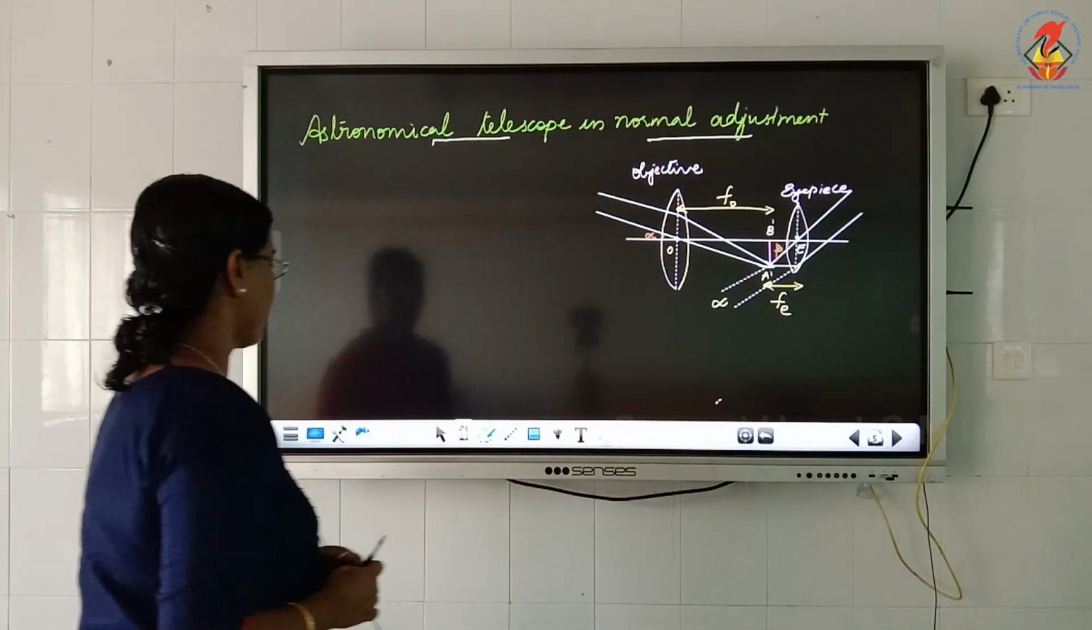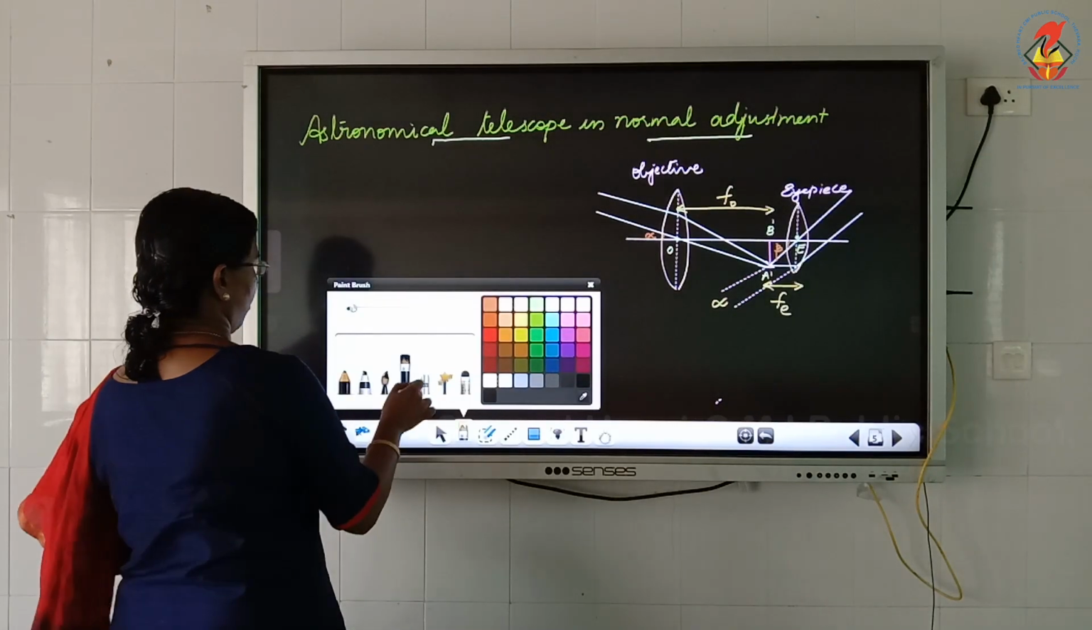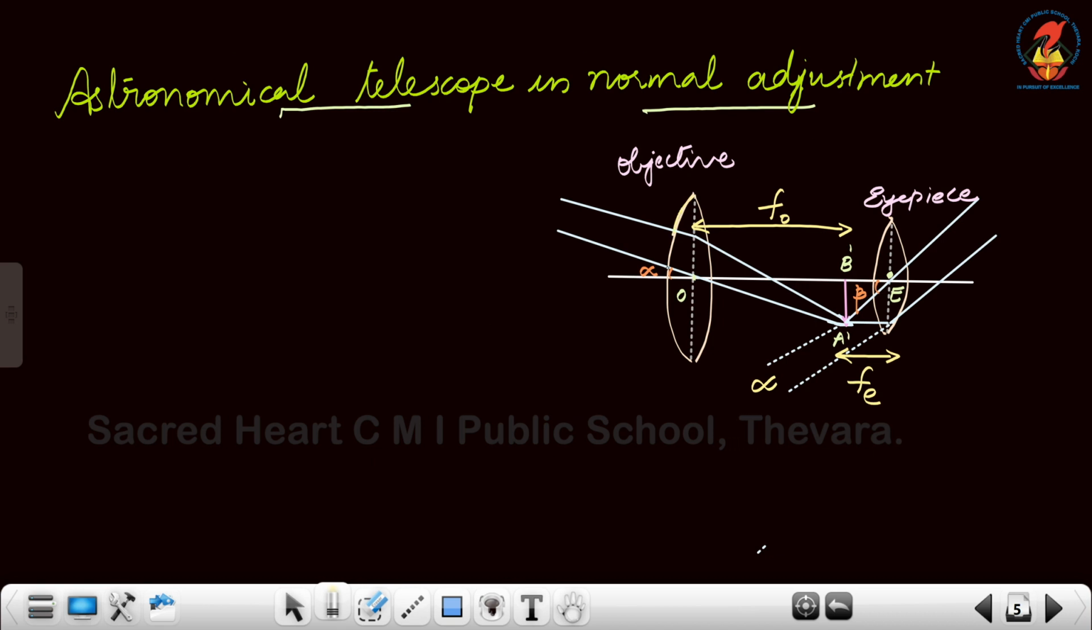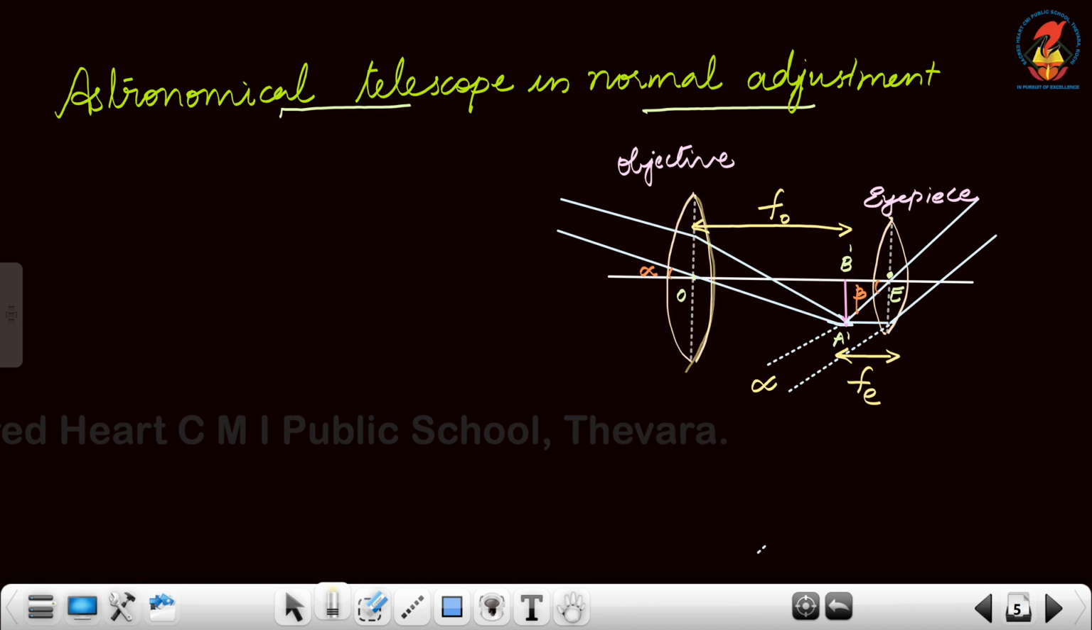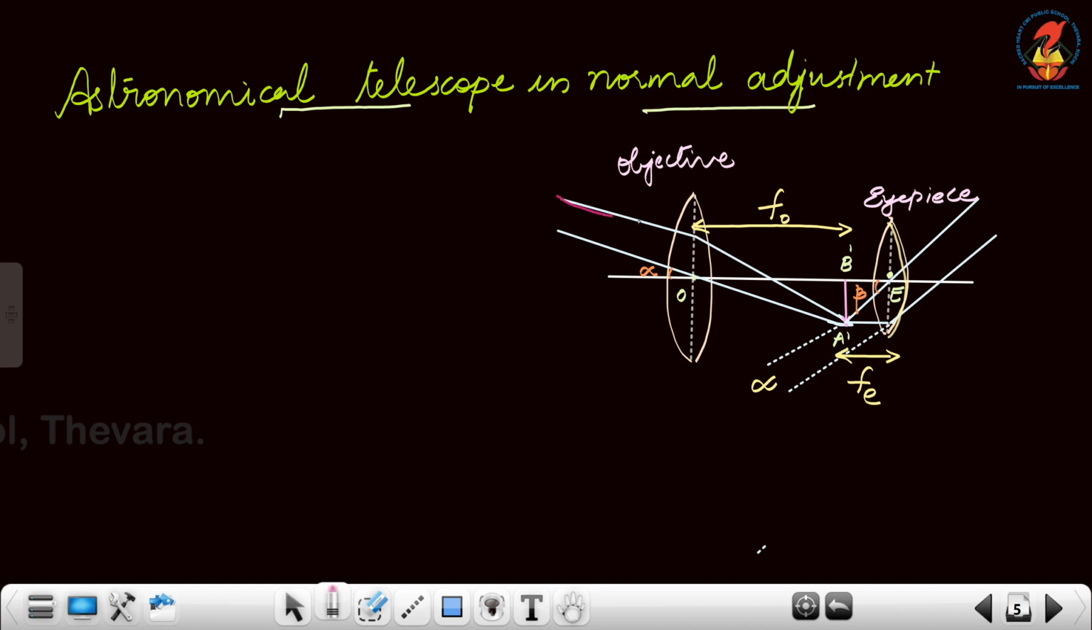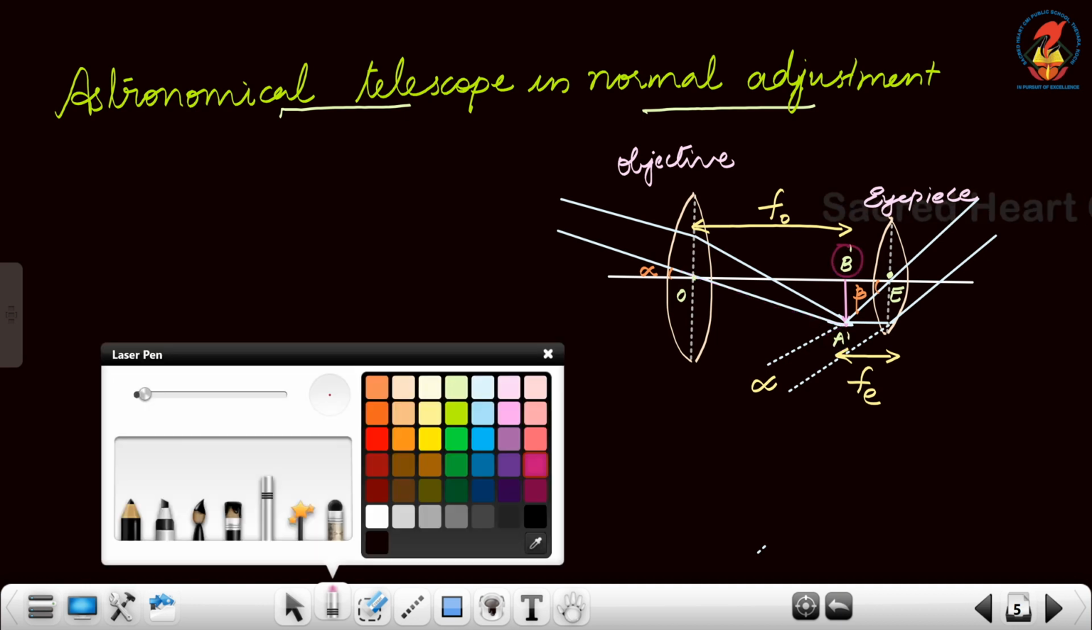Now normal adjustment means when the final image is obtained at infinity. So first let us see the ray diagram for deriving this expression. The objective is of larger aperture and we have the eyepiece of comparatively smaller aperture. Now what happens? The ray of light from infinity passes through the objective, it gets incident on the objective at an angle alpha. Now after refraction, it forms a diminished inverted image A dash B dash, which is obtained at the focus of the objective.